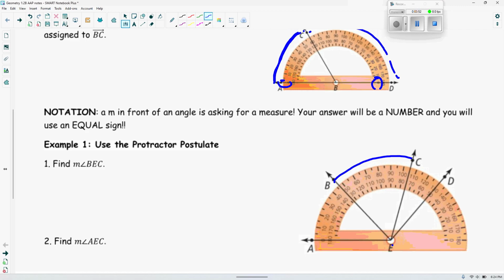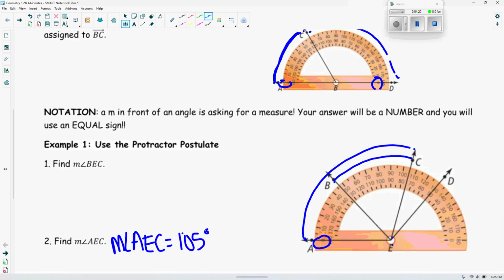The first thing that I'm going to do, we're going to come down and look at number 2 first, because number 2 asks for the measure of angle AEC. So if I go AEC, that's from A to C. My 0 is on the outside. So I would read from the A, starting at 0, all the way to the C on the outside, and it's halfway between 100 and 110. So I would say the measure of angle AEC is equal to 105 degrees.